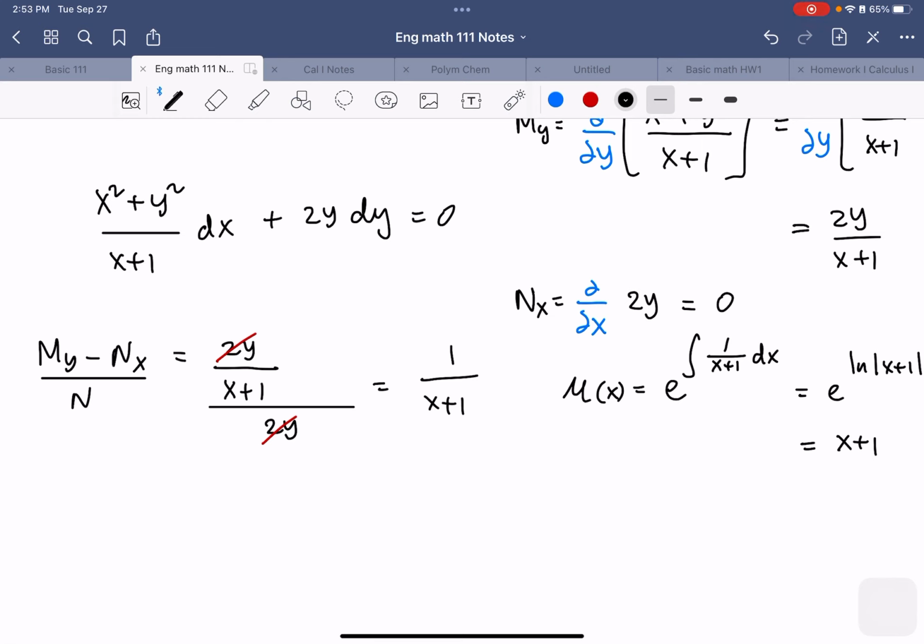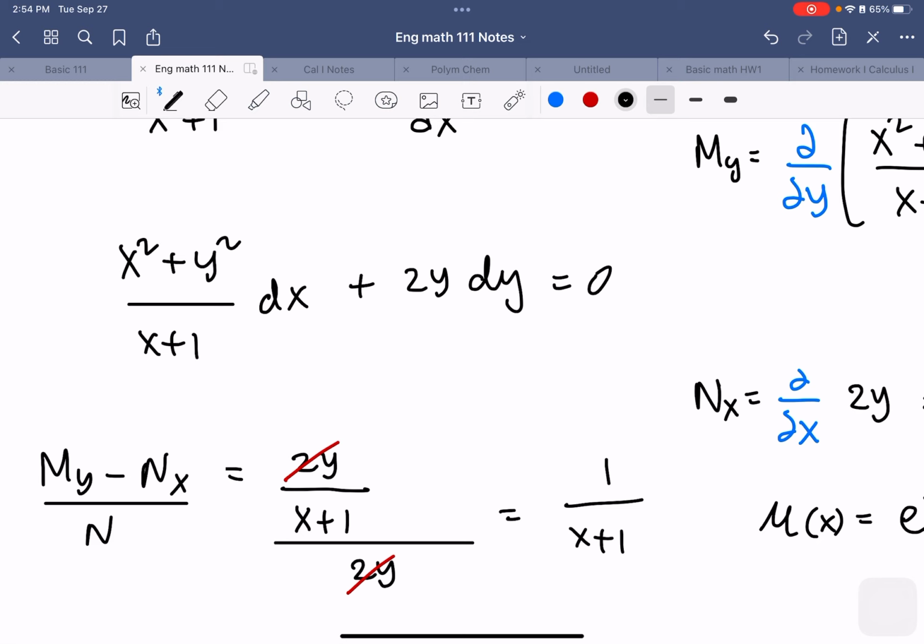Because at the end I get x plus 1 as the integrating factor. Like what you did, right? Okay, good point. Okay, actually, did a good job. So actually, if we multiply this with x plus 1, we will get the exact equation if we multiply.